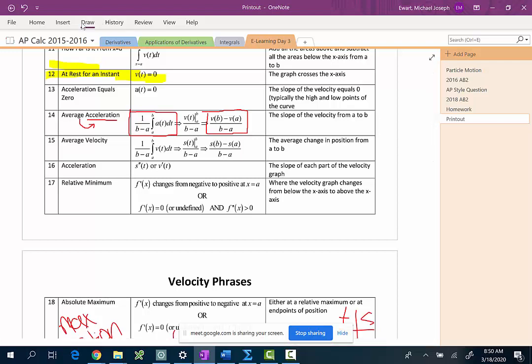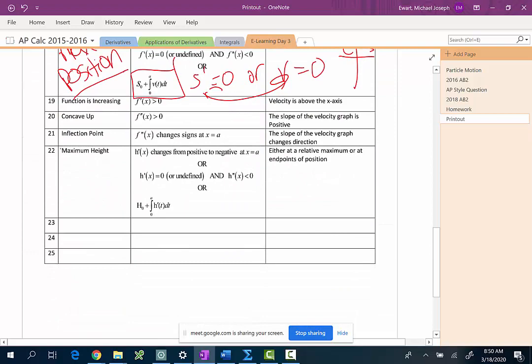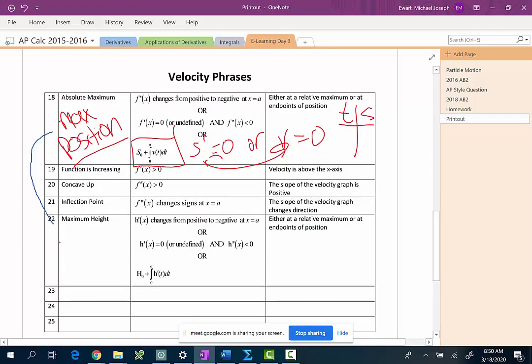Then for average velocity, same thing. If they give us velocity, then we're going to use average value because we have the same thing. And if instead they give us position, then velocity is the derivative of position, so we're going to do the average rate of change. Everything else on here is just really kind of review. Maximum height would be the same as what I did here.